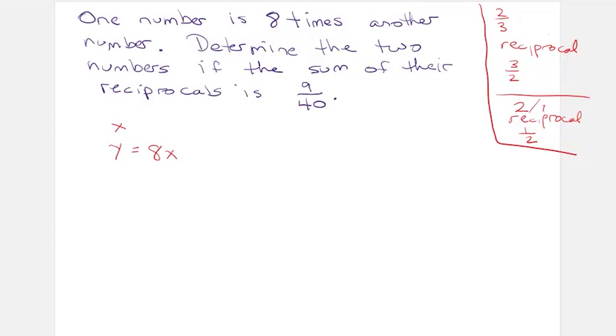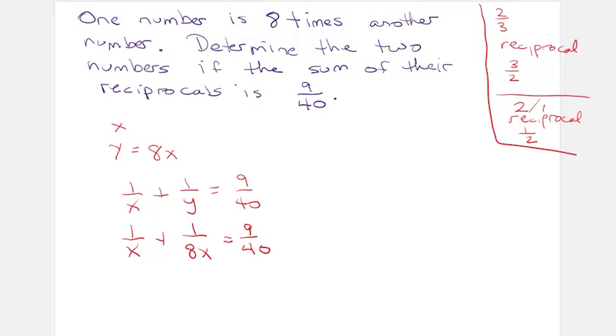We have 1 over X plus 1 over Y is going to equal 9 over 40. Sorry about that noise. I don't know why I have that noise. I don't know if that helped. Okay, but we know Y equals 8X. So we have 1 over X plus 1 over 8X is equal to 9 over 40.